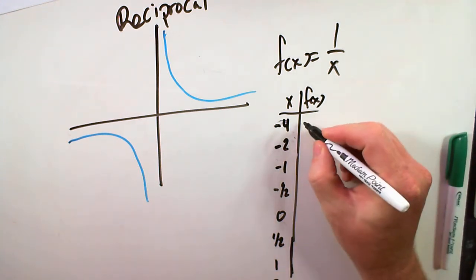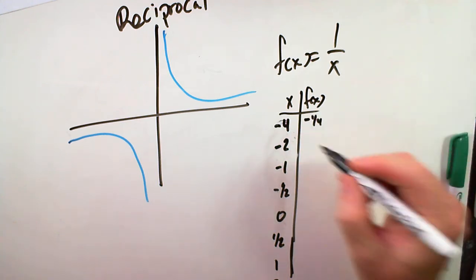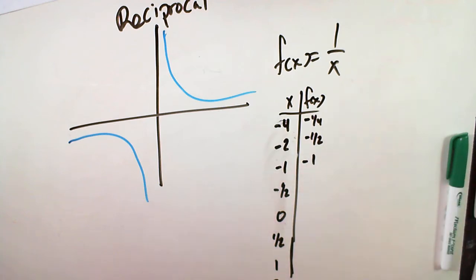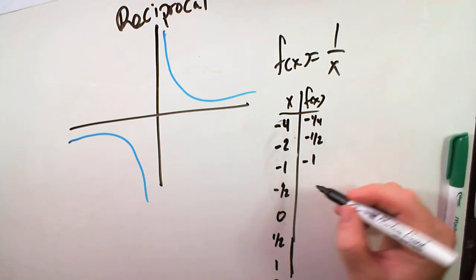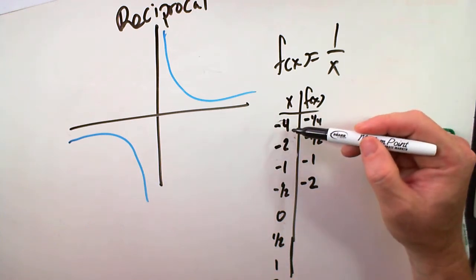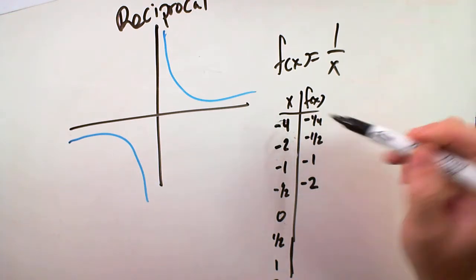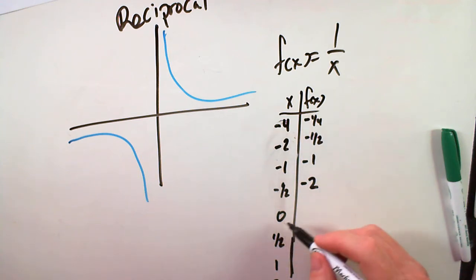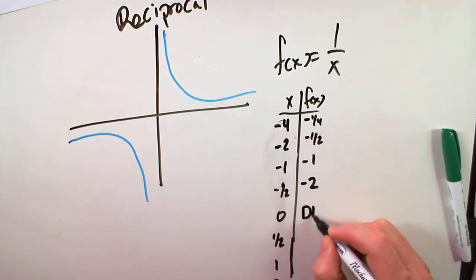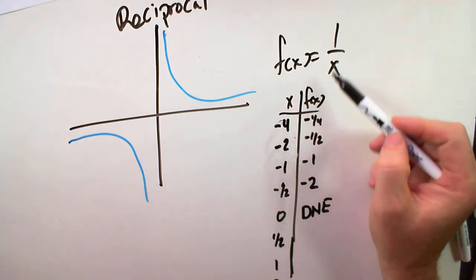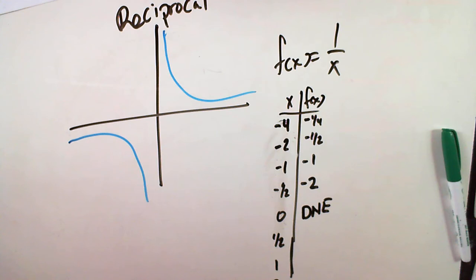We plug in negative 4, we get negative 1/4. We plug in negative 2, we get negative 1/2. We plug in negative 1, we get negative 1. We plug in negative 1/2, we get negative 2. Now notice, as we are getting closer to 0, our values are getting more and more negative. We get to 0, and it does not exist, right? Because we cannot plug in 0 into 1 over x.